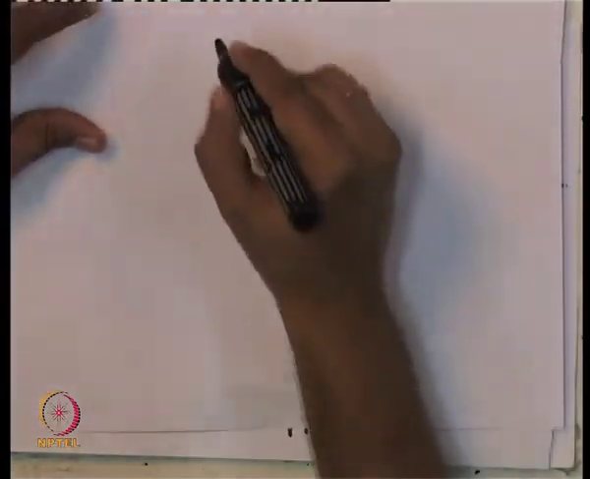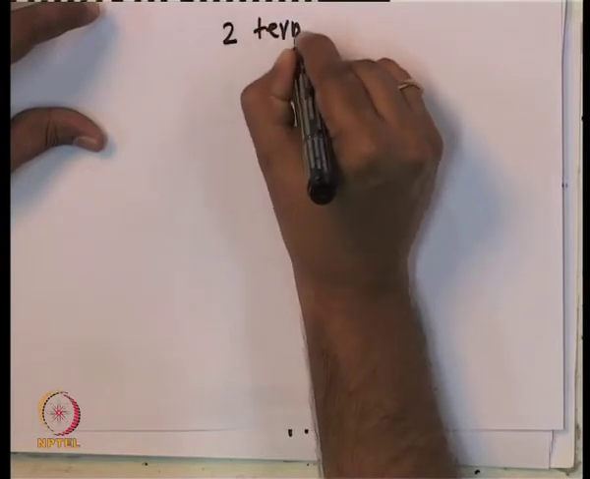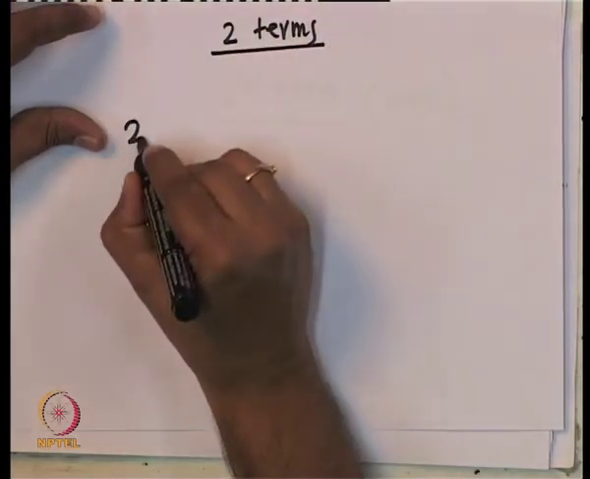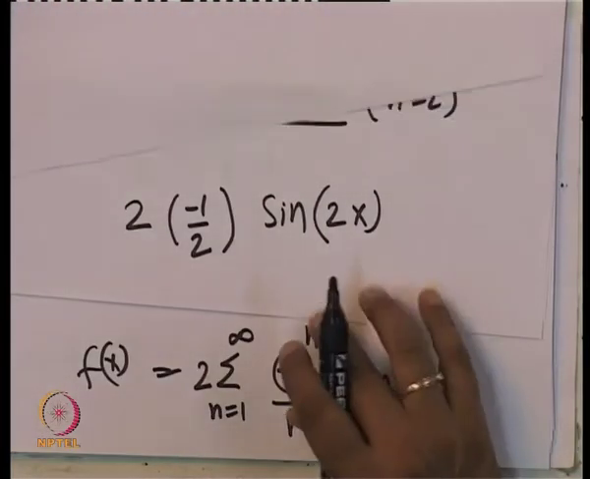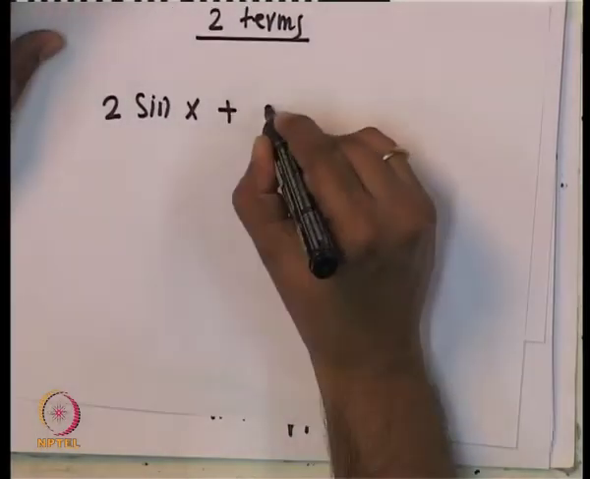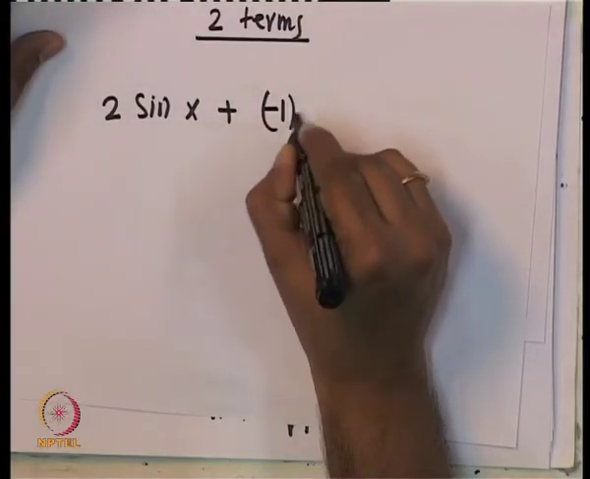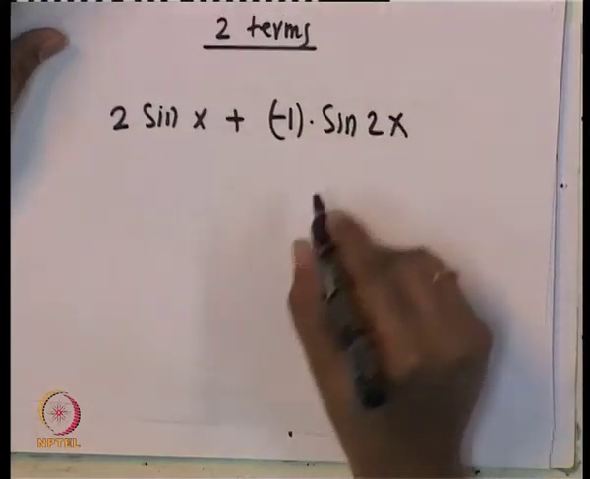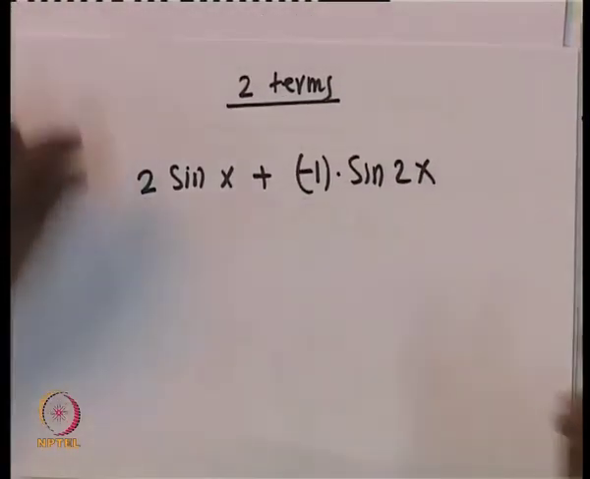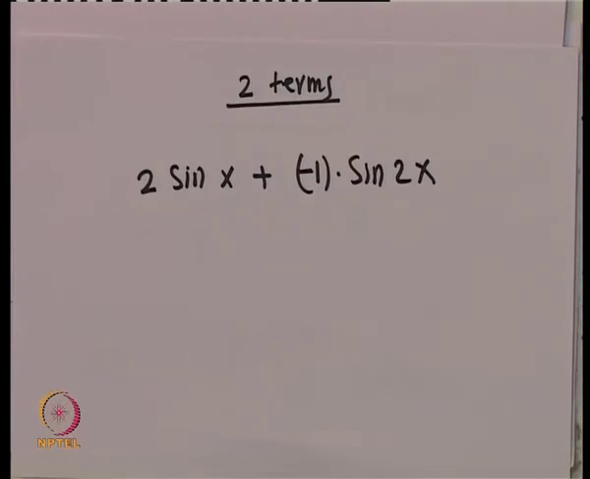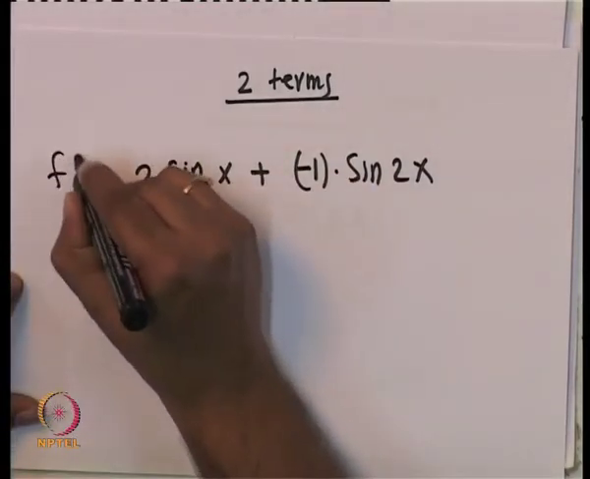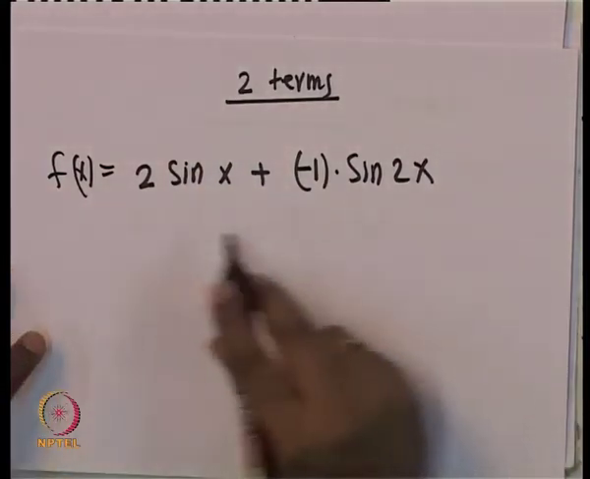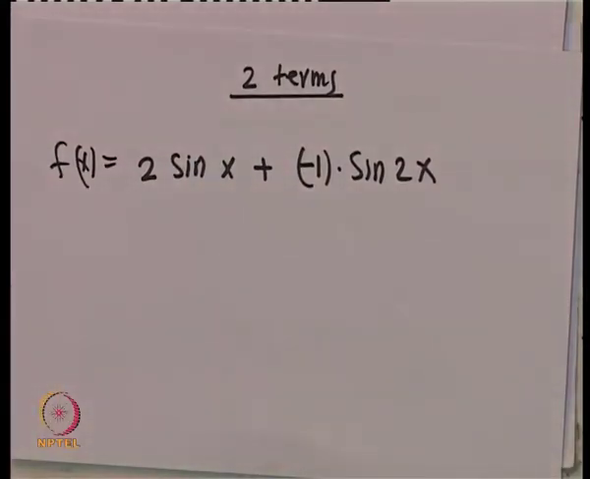If you take the two terms, what do you get? You get 2 sin x plus minus sin 2x, minus 1 into sin 2x. So, this is the first two terms. If you expand the first two terms in the series, let us see what we get. If you take this as your f of x, that is only two terms in the sum of series, what do we get? Let us plot this and see.